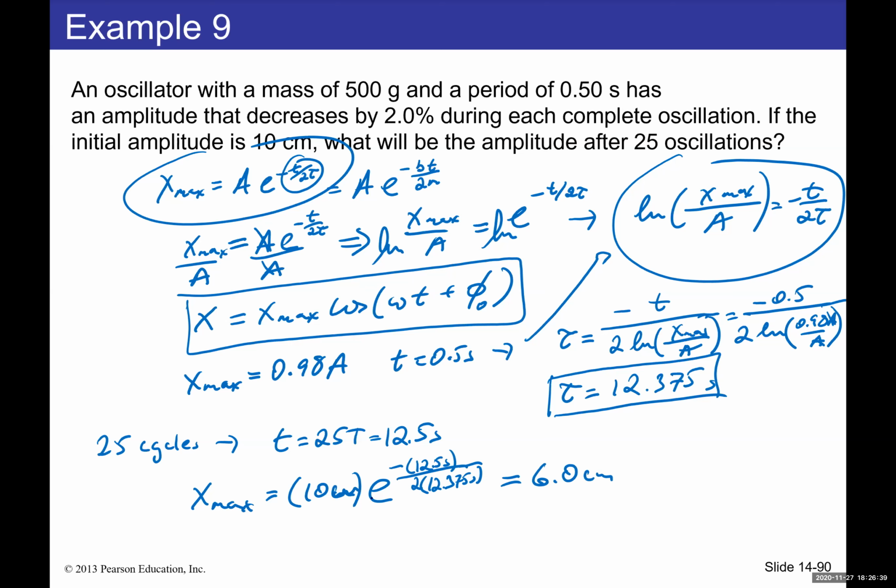That means now the amplitude is 6 centimeters rather than 10 centimeters. At this time the amplitude will be 6 centimeters. And that's our solution for this example. All right.